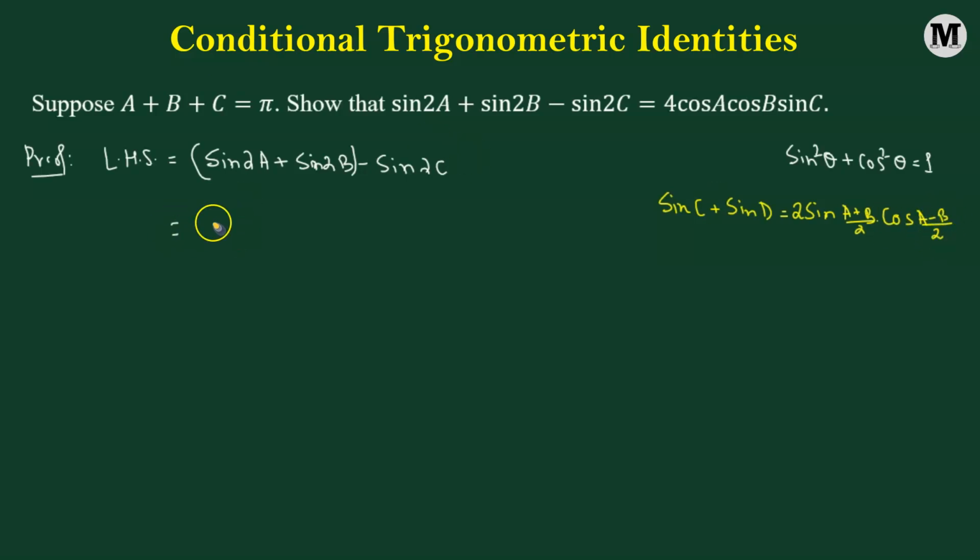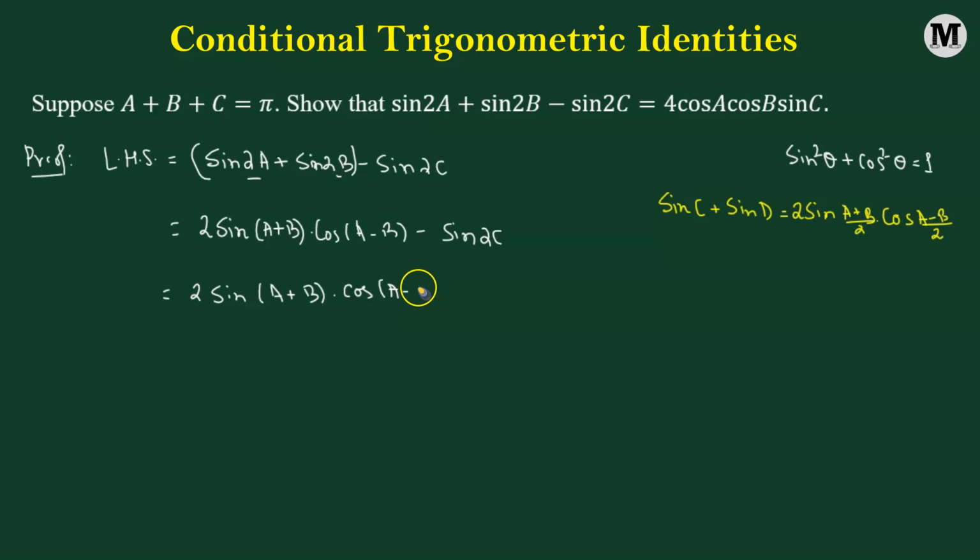So let's use that. What will be sine 2a added to sine 2b? Here we can consider 2a to be corresponding to c and 2b to be corresponding to d. So we have 2 times sine of the angle 2a added to 2b, that's simply 2 times a plus b, and we have a division by 2. We will be left with only a plus b, multiplied by cosine of a minus b, minus sine of 2c. Now this is equal to 2 times sine of the angle a plus b multiplied by cosine of the angle a minus b, minus.